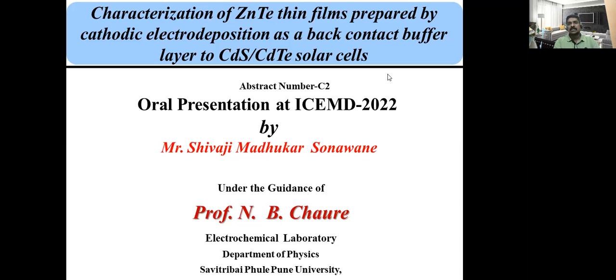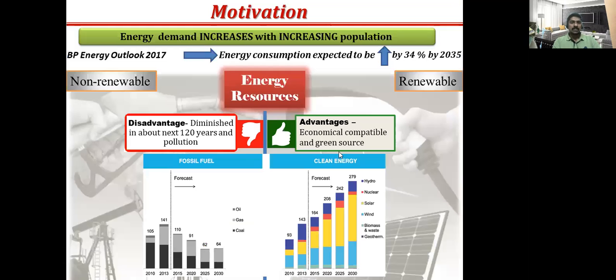The topic of my research is the characterization of ZnTe material prepared by the electrodeposition method as a back contact for a CdTe solar cell. The motivation behind this work is that the energy demand increases with increasing population, and this energy consumption is expected to increase by up to 34% by the year 2035.